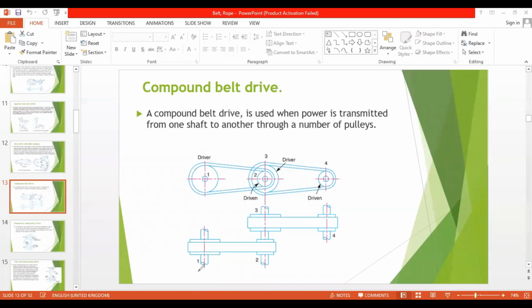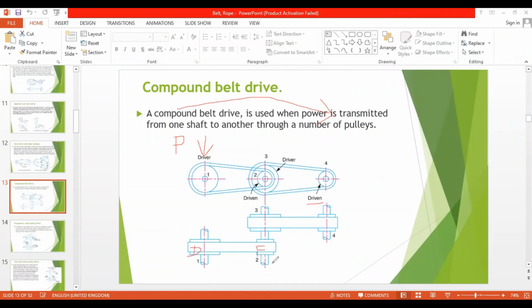So here you see, for example, this is the driver, right? Now the power generation is at the driver. This power needs to be transmitted to this point, right? This driven. So power generated from here needs to be transmitted to this point. So here we have a driver, and this number 2 is the driven for this driver, or the follower for this driver. This is the driver, and this is the follower of this driver.